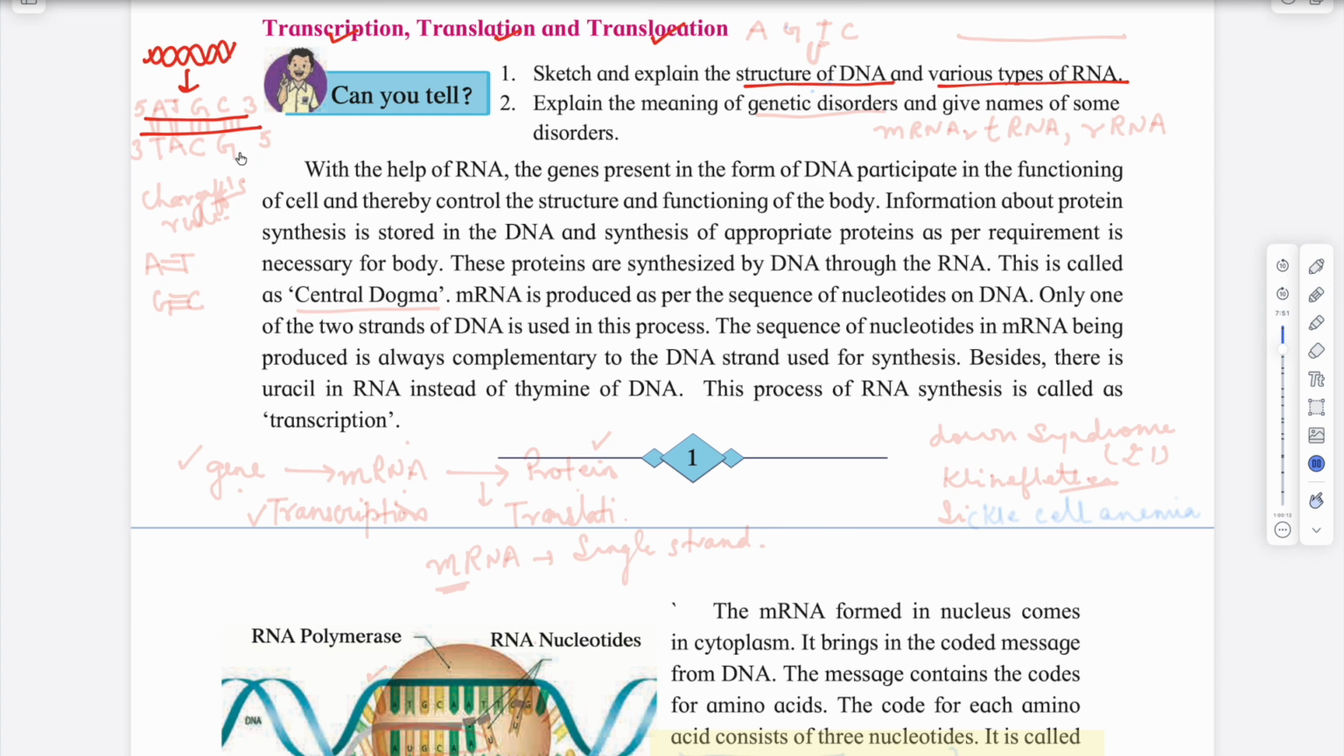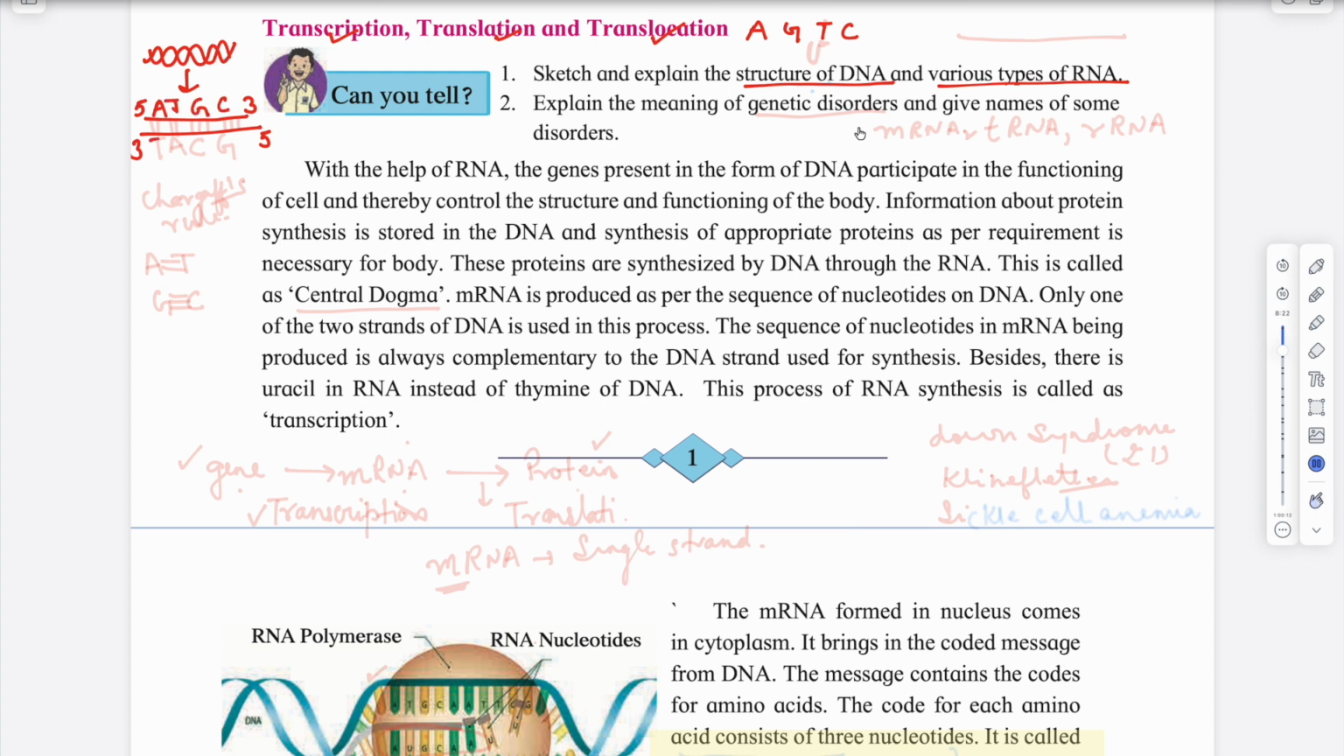These two strands are in anti-parallel direction. If you mark this strand as 5 to 3, the other strand will be in the opposite direction, 3 to 5. So the two strands are anti-parallel to each other, and DNA has four nucleotides, A, G, T, C, right? And you can write over here A, T, G, C.